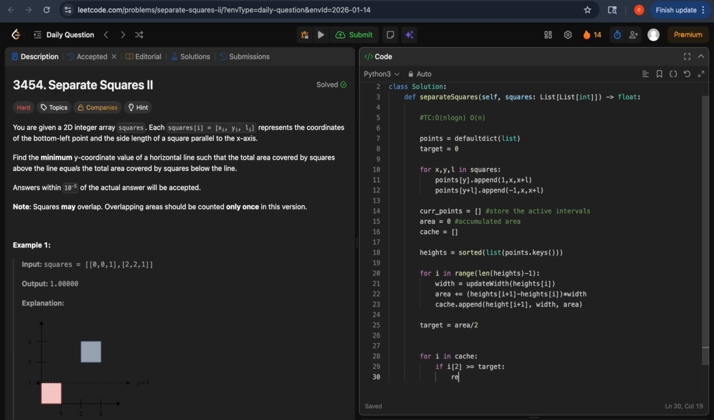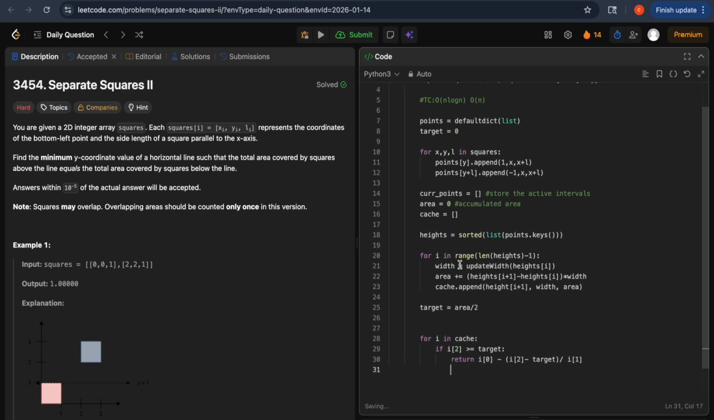then we return by calculating the formula, right? So based on that, this will be height, which is I of 0, minus, now you have area minus target, so which is I of 2 minus target, and then this will be divided by the width, so I of 1, right?